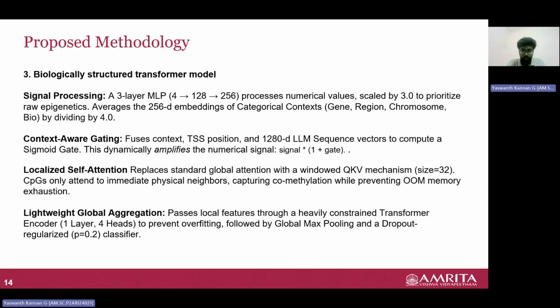followed by dropout regularization and a fully connected layer to produce the final classification output. So overall, this architecture enables multimodal fusion, efficient interaction, and biologically informed feature weighting within the scalable transformer framework.